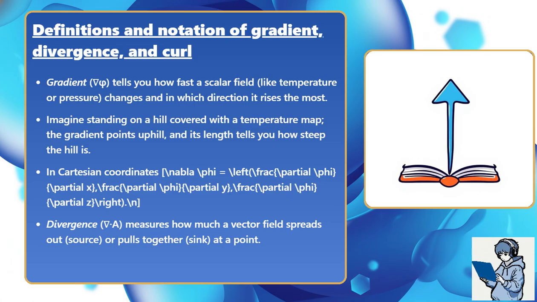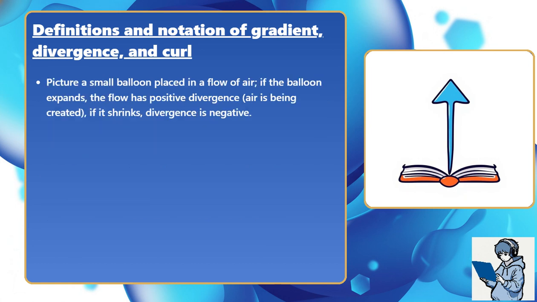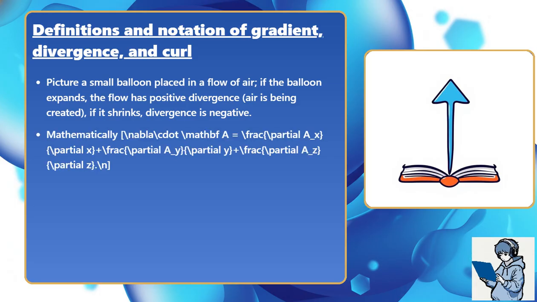Divergence, nabla dot A, measures how much a vector field spreads out, a source, or pulls together, a sink, at a point. Picture a small balloon placed in a flow of air. If the balloon expands, the flow has positive divergence, air is being created. If it shrinks, divergence is negative. Mathematically, nabla dot A equals partial A sub x over partial x plus partial A sub y over partial y plus partial A sub z over partial z.